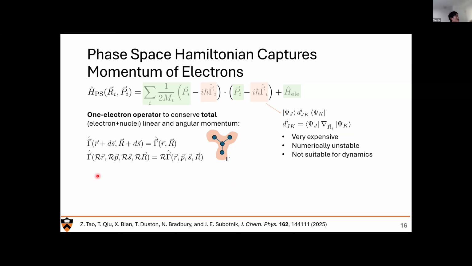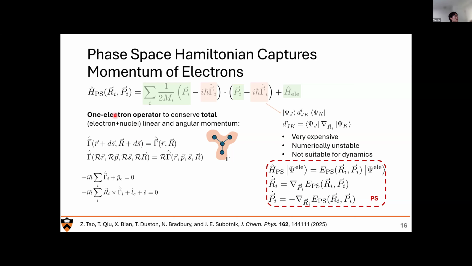Besides these two conditions, this one-electron operator also has to satisfy another two conditions: that it interacts with the electron linear and angular momentum in a way that satisfies the conservation laws. So although these equations look complicated to satisfy, we have indeed found a way to build a one-electron operator that satisfies this. And once we put such a one-electron operator into the phase-space Hamiltonian, we can show that if we run dynamics on these phase-space surfaces, what I mean is that our space is now parameterized not only by nuclear geometry, but also momentum.